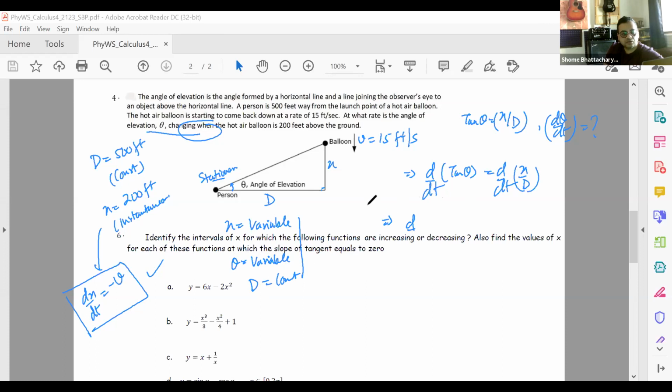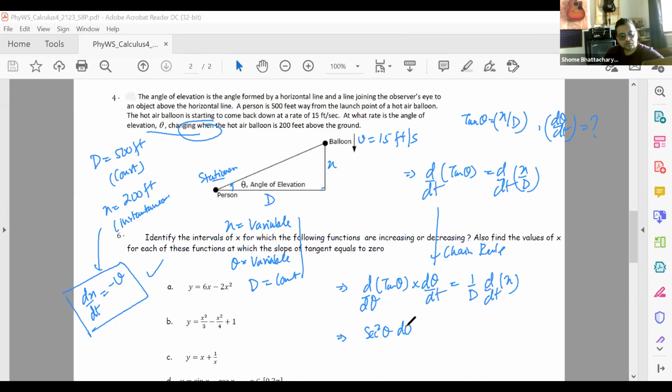Differentiation with respect to time, we can also write as d by d theta, differentiation with respect to theta, into d theta by dt, is equal to, now on this side d is a constant, so directly this. By formula we know this is sec square theta, which is 1 by d into dx by dt. Inverting this, d theta by dt, the unknown quantity, will become cos square theta divided by d into dx by dt, when I take 1 upon sec square theta to the other side. So this is the formula that I'll get.